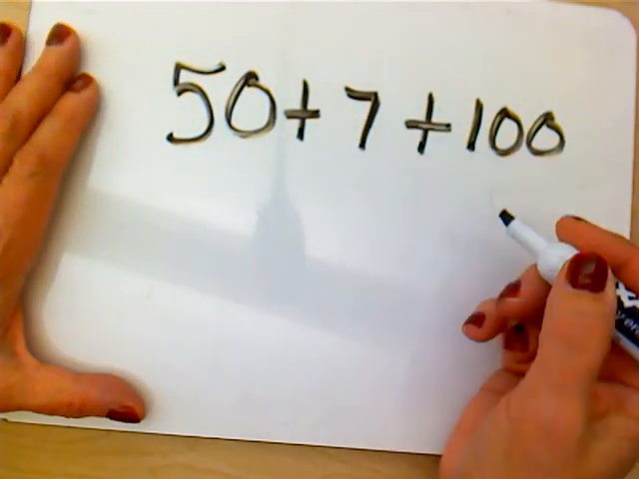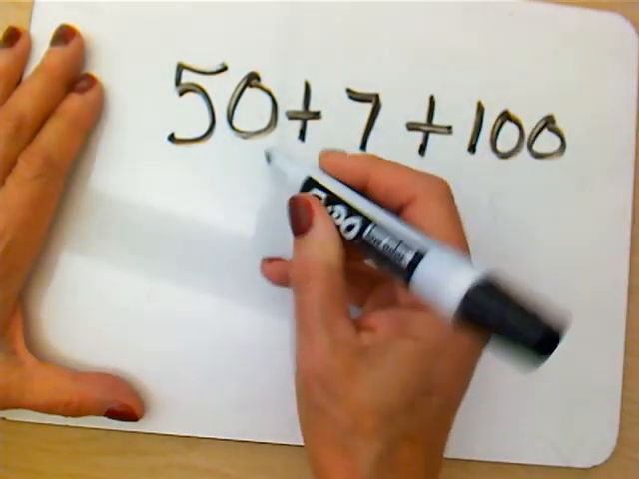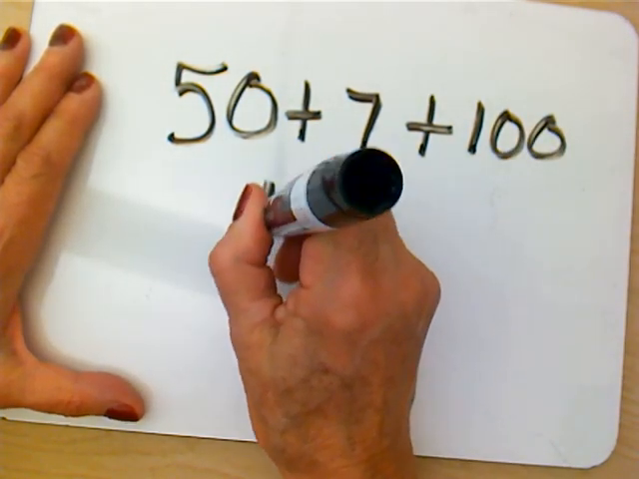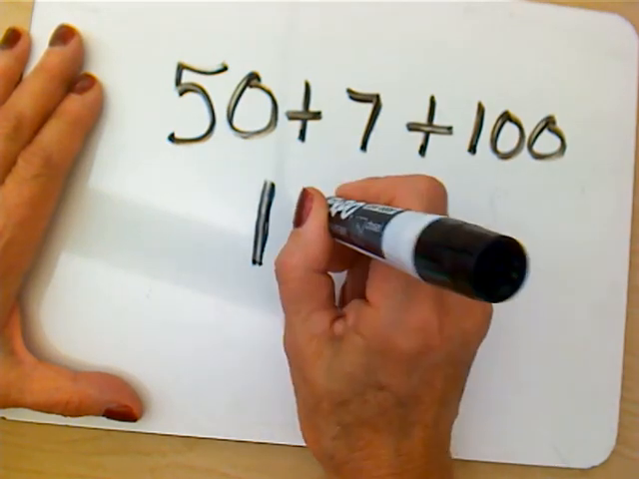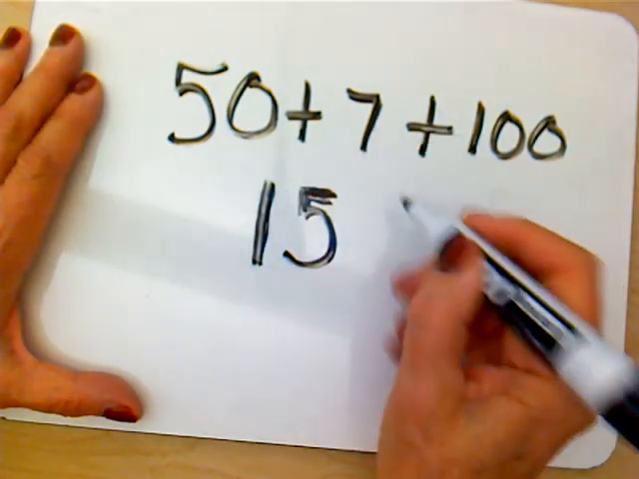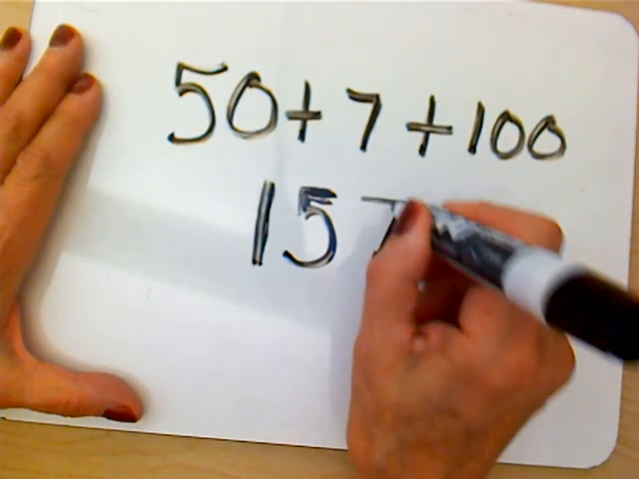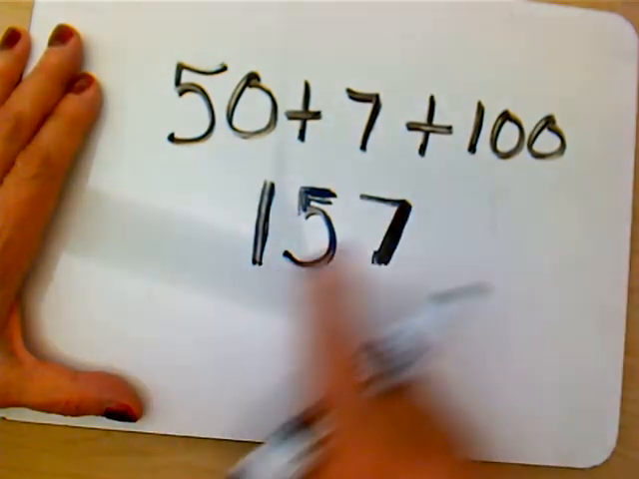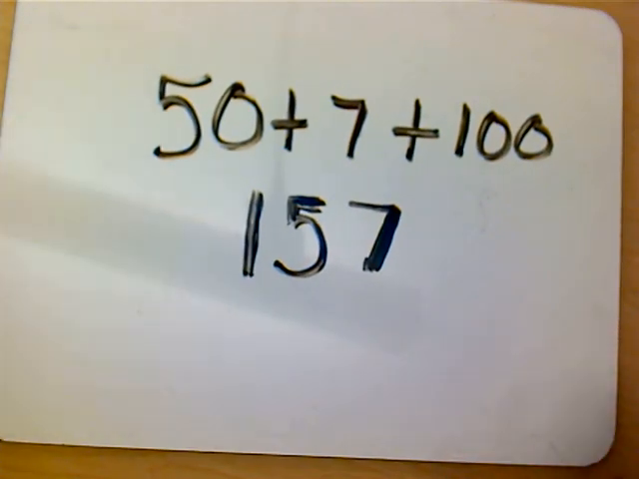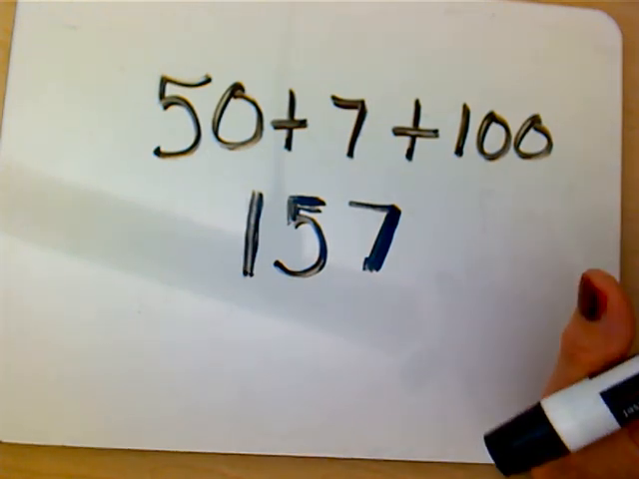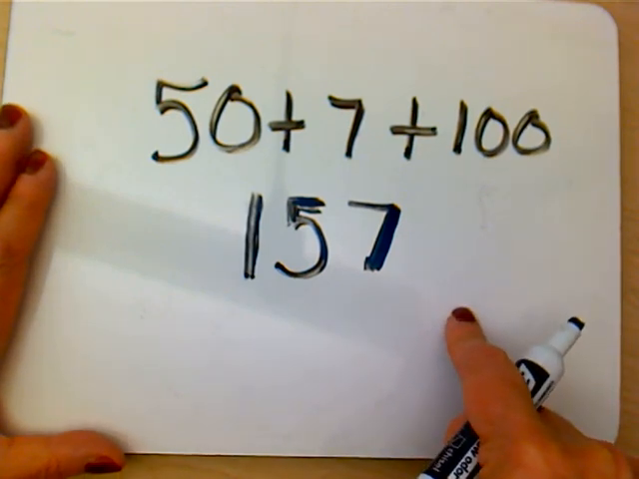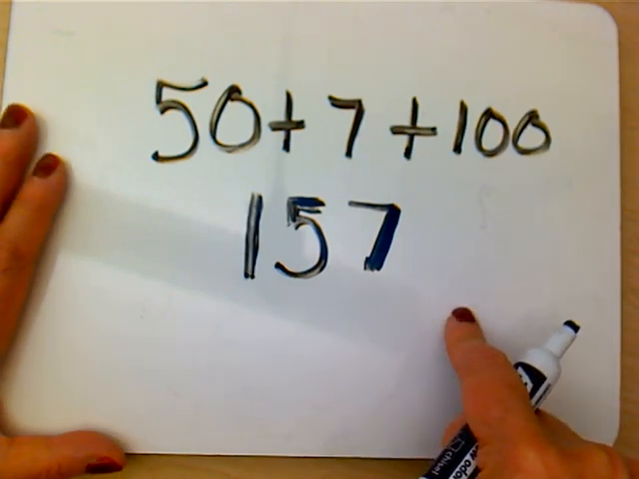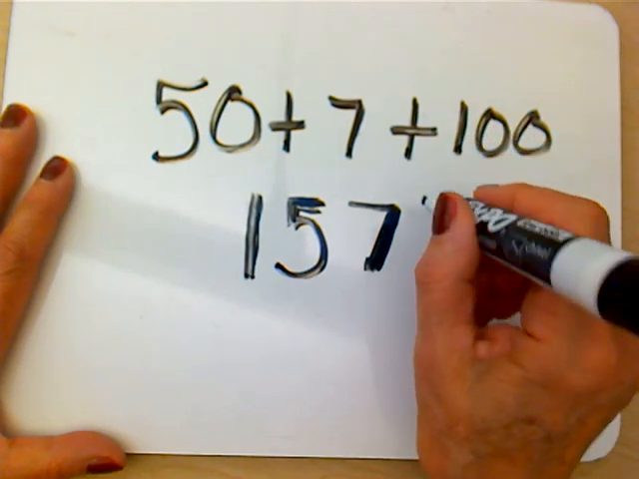Okay, are you back? I hope you said that there was 100. There is 5 tens, which is the same value as 50, and 7 ones. So even though they're not in the same order, or not in value order, it still adds up to be the same value, 157.